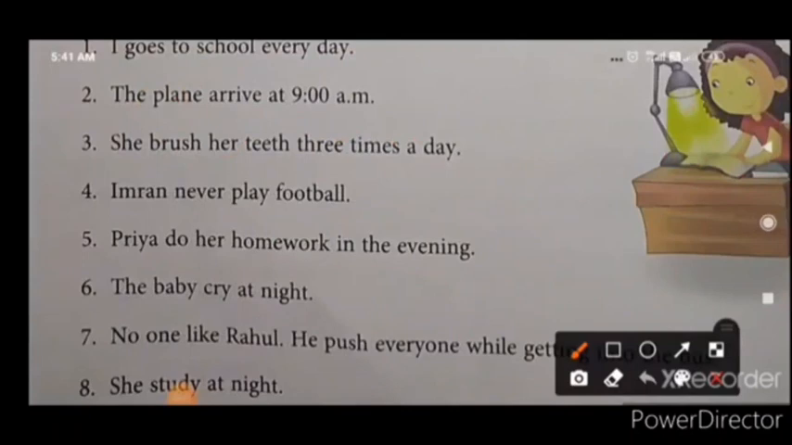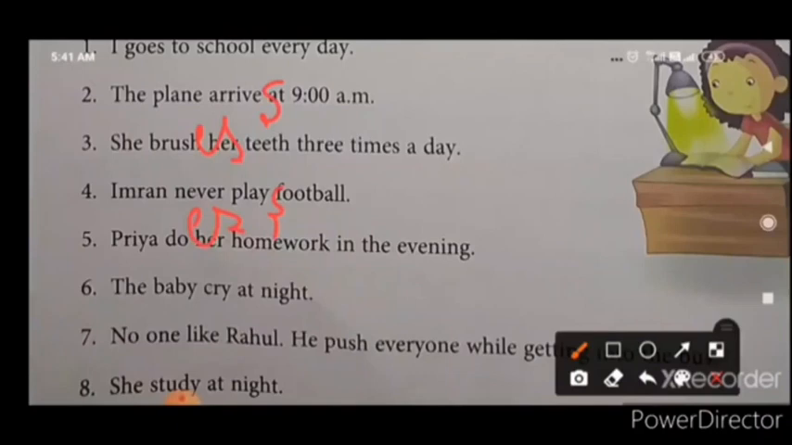Second one, the plane arrive at 9 a.m. The answer is arrives. Just add s and rewrite it. Third one, she brush her teeth 3 times a day. It is her routine work, so we have to add es. She brushes her teeth 3 times a day. Right, like that. Fourth one, Imran never play football. Imran never plays football. Imran is a name, so we should add s with the verb. Fifth one, Priya do her homework in the evening. Priya does her homework in the evening.